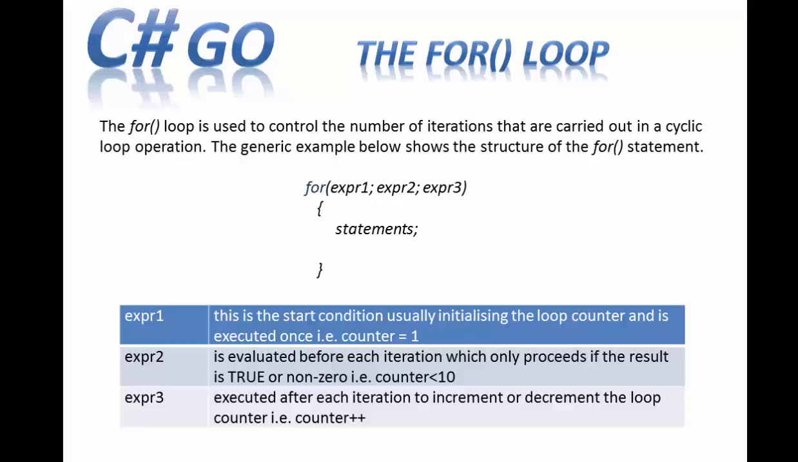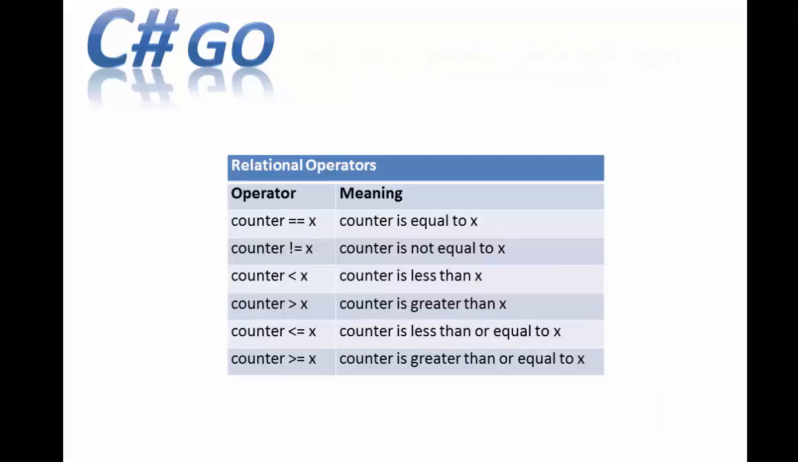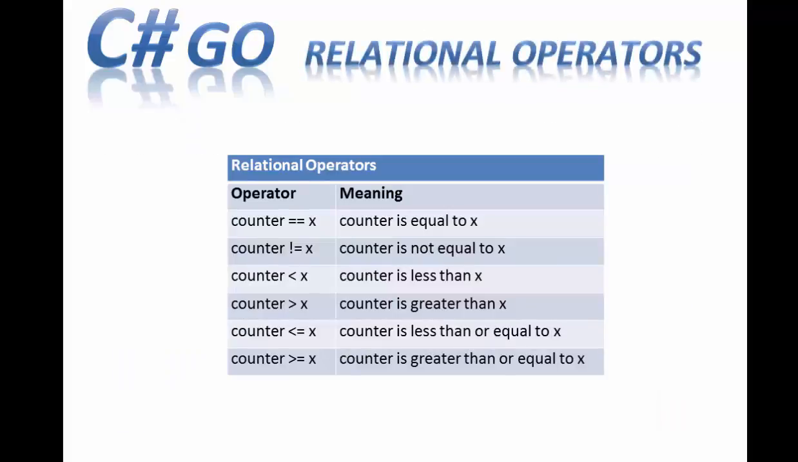Let's move on and look at the test conditions that we have available. These are the relational operators. You can see here that our counter in the first row is being evaluated against the value of x. Does counter equal x? Is the counter not equal to x? Is the counter less than x, greater than x, less than or equal to x, or greater than or equal to x? Once the condition is true, the loop will terminate.